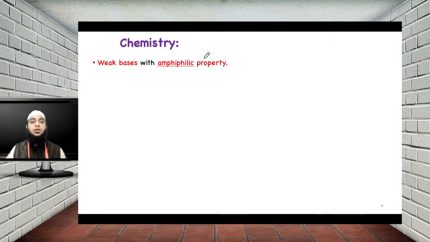Okay, so do remember that local anesthetics are weak bases with amphiphilic property. Weak bases means it has some group which is basic in nature. We'll see that when we see the structure. And the second important thing that must be remembered is that it is amphiphilic in nature. Now we'll see what we mean by amphiphilic nature, or amphiphilicity.